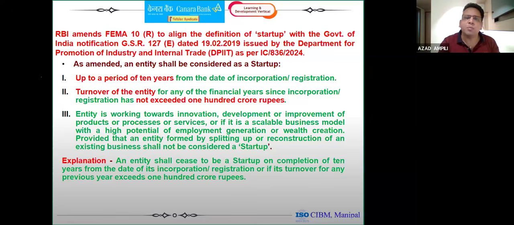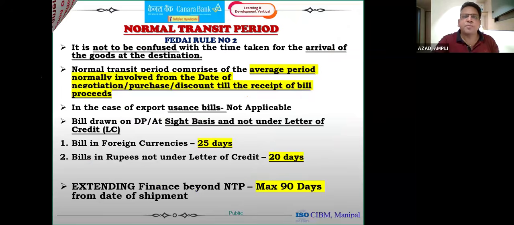In the exam, see numbers, numbers, numbers, and this is a very important concept. It is not exactly about foreign exchange only. Priority sector, everything, everywhere, startup only. So an entity shall cease to be a startup on completion of 10 years from the date of its incorporation or registration, or if its turnover for any previous year exceeds 100 crore rupees. So within these 10 years, if the turnover increases to more than 100 crores, it will not have the title of startup. It loses it.